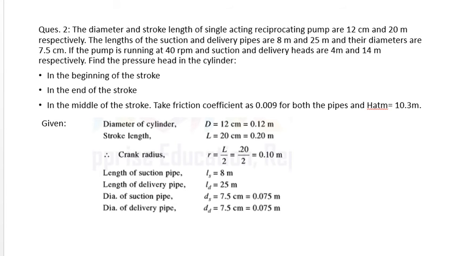First, what is given in the question? Diameter of cylinder is 12 centimeter, 0.12 meter. Stroke length is given, that is 20 centimeter. With the help of this stroke length you can calculate the crank radius. Length of the suction pipe is 8 meter. Length of the delivery pipe is 25 meter. Diameter of suction pipe is 7.5 centimeter, that is 0.075 meter. Diameter of delivery pipe is 7.5 centimeter, 0.075 meter.